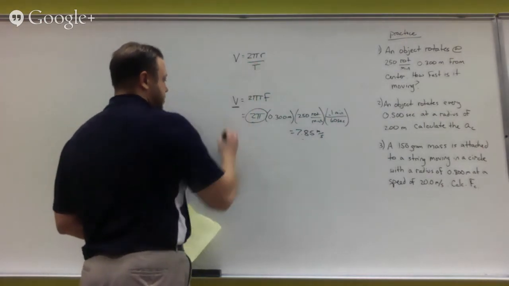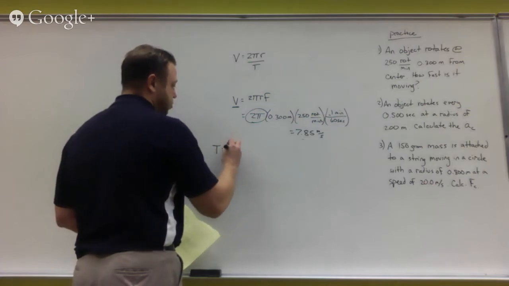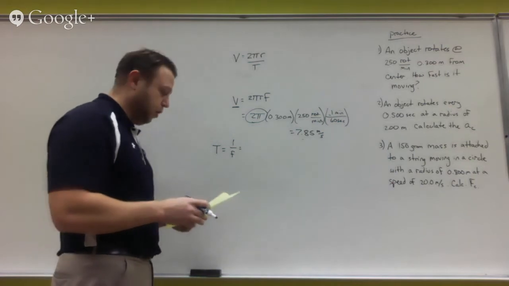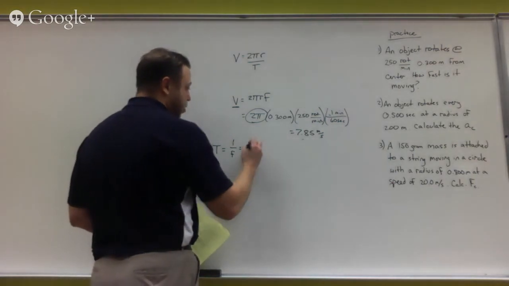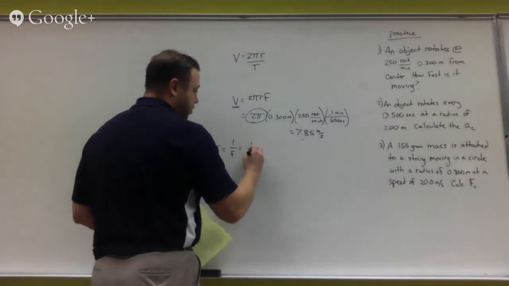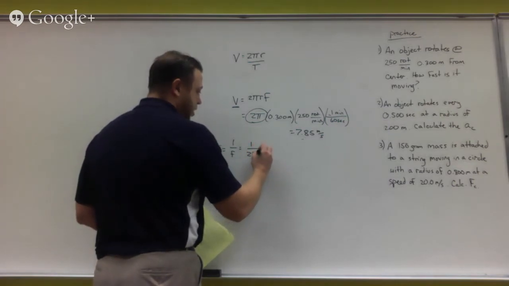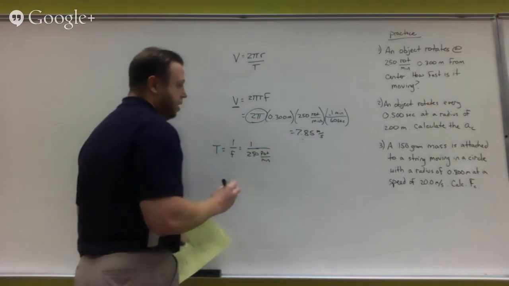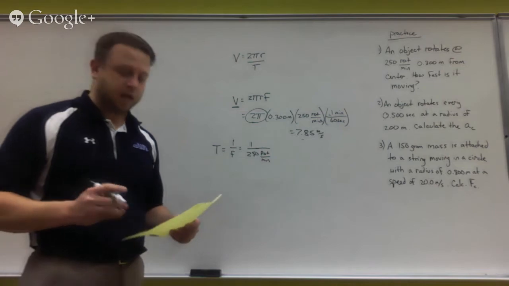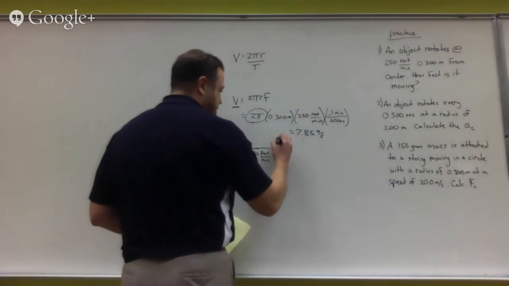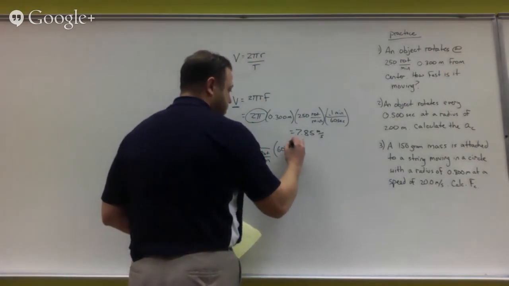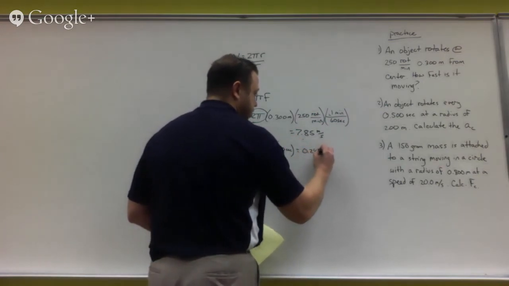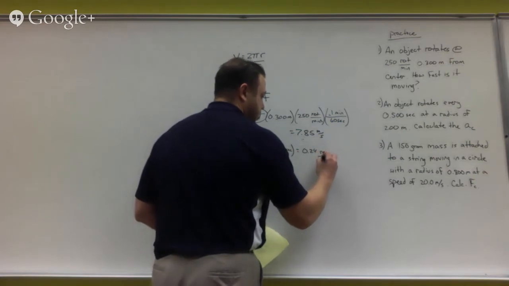The other way to do this is we could use the equation T equals 1 over frequency, and solve for the time period for one revolution. So we've got 1 over 250 rotations per minute, and that's going to give me minutes per rotation. If we want seconds, we need to multiply by 60 seconds, and that's going to give me 0.24 seconds per rotation.